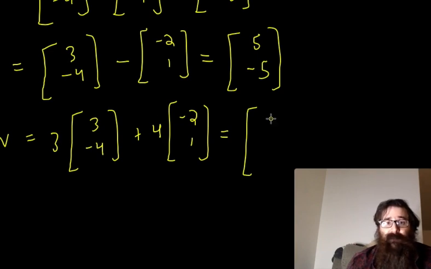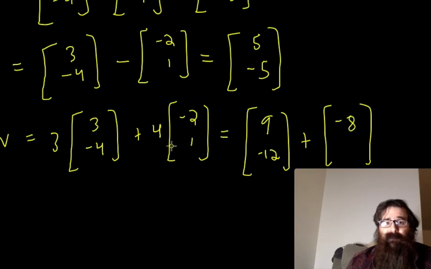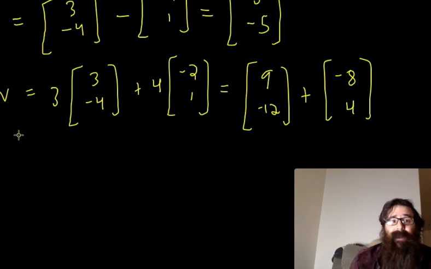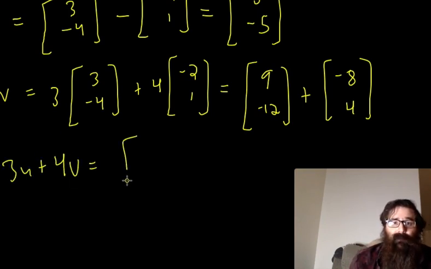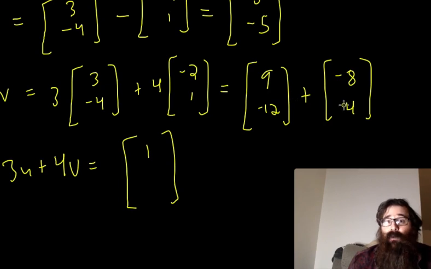3 times 3 gives me 9. 3 times negative 4 gives me negative 12. And I'm adding to this another vector. 4 times negative 2 gives me negative 8, and 4 times 1 gives me 4. And now I can add these together. I'm still finding 3u plus 4v, but we should be able to get it in this next step. 9 plus negative 8 gives me 1. Negative 12 plus 4 is going to give me negative 8.